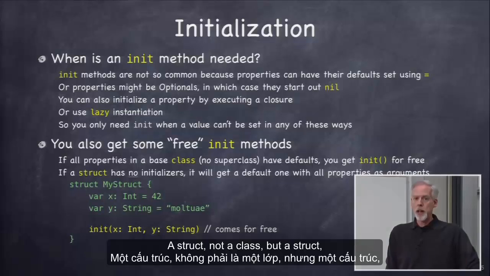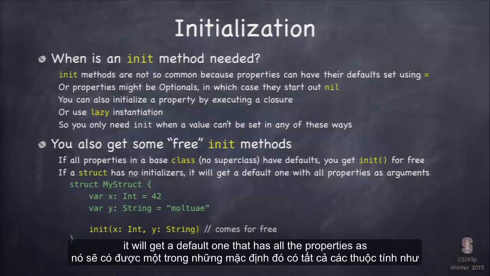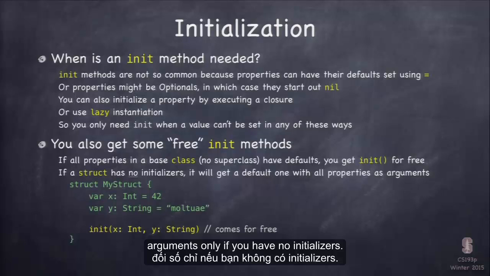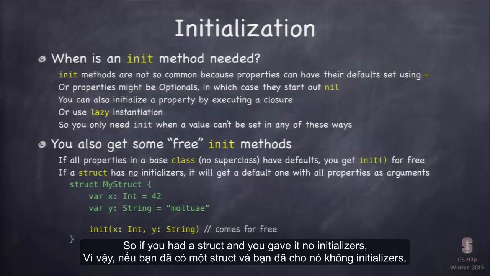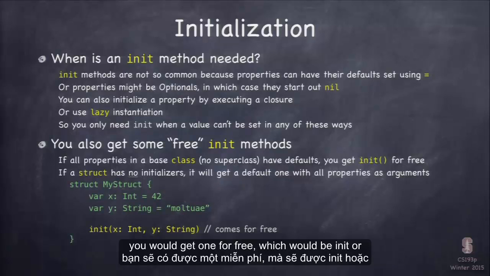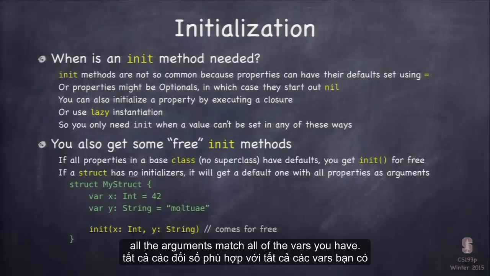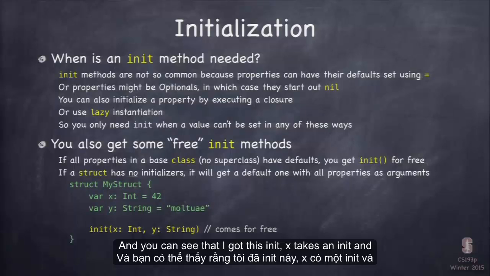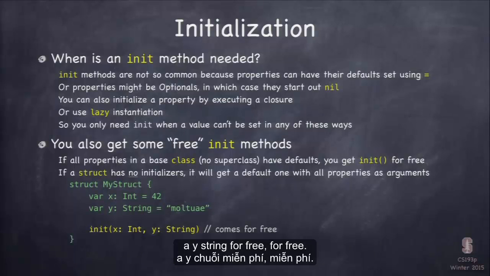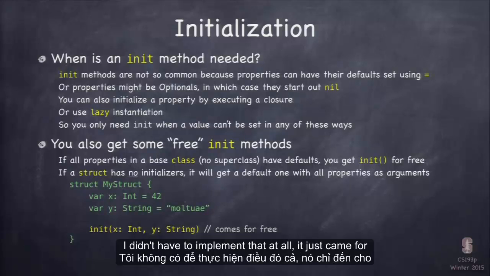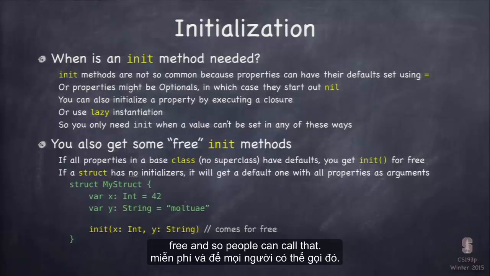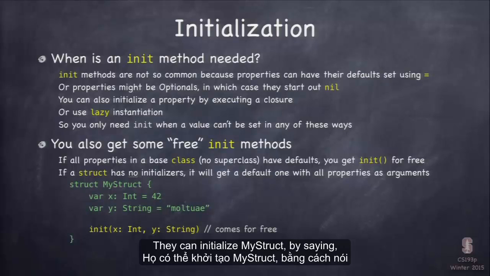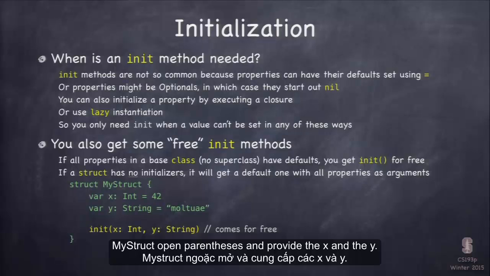A struct, not a class, but a struct, will get a default init that has all the properties as arguments, only if you have no initializers. So if you had a struct and you gave it no initializers, you would get one for free, where all the arguments match all of the vars and lets you have. Like here, I've got a struct with two properties, x and y, and you can see that I got this init: x takes an int and y a string, for free. I didn't have to implement that at all. It just came for free. And so people can call that. They can initialize my struct by saying my struct, open parentheses, and provide the x and the y.